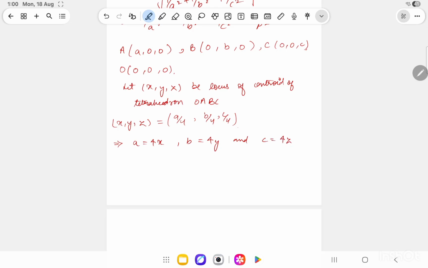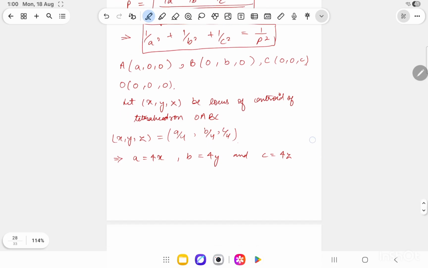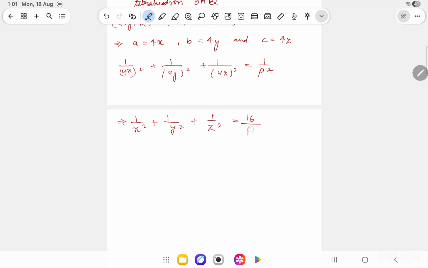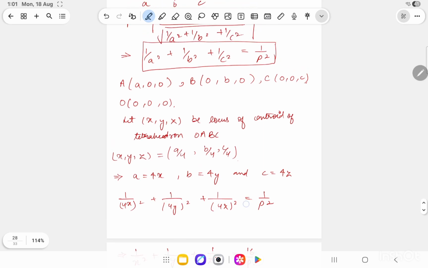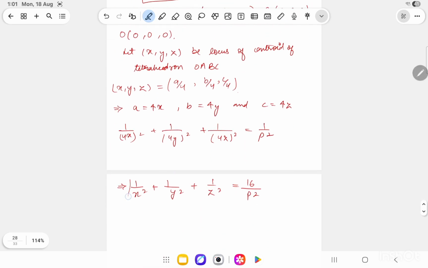If I substitute these values of a, b, c in this relation, we'll get 1 by (4x) square plus 1 by (4y) square plus 1 by (4z) square equals 1 by p square. If I simplify it, I'll get 1 by x square plus 1 by y square plus 1 by z square equals 16 by p square. I think this is what we are supposed to prove. Yeah. These kinds of questions often get repeated. If you get the gist of it, then it's a very easy task.